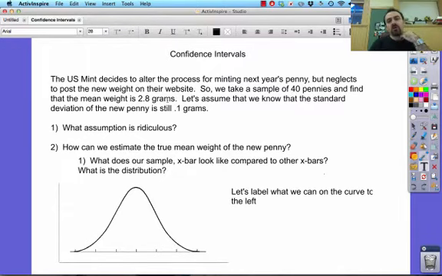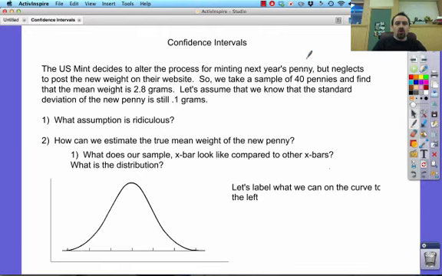So the U.S. Mint decides to alter the process for minting next year's penny, but neglects to post the new weight on the website. So we do not know in this case what the mean weight, the average weight of a penny will be. So what we do is we take a sample of 40 pennies, n equals 40, and we find that the mean weight of those 40 pennies is 2.8 grams. Okay. And we're going to assume that the standard deviation of pennies is the same as last year's, which was 0.1 grams.